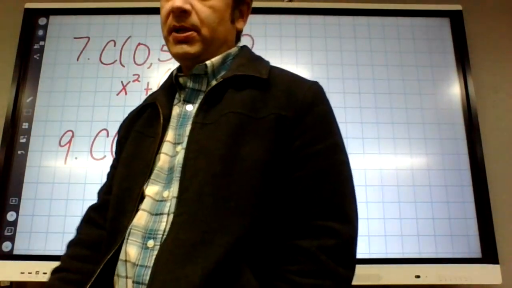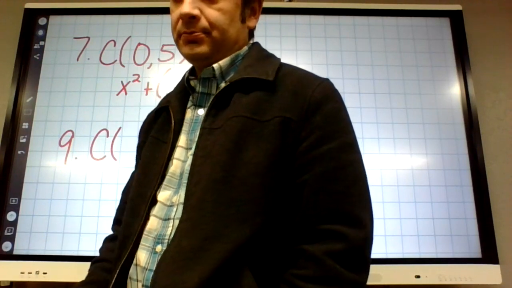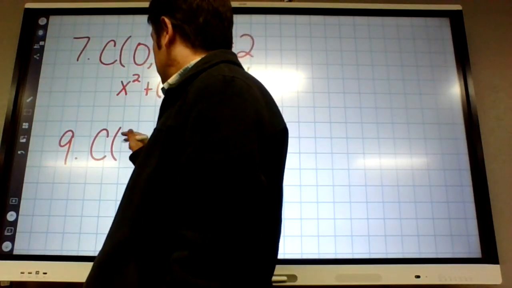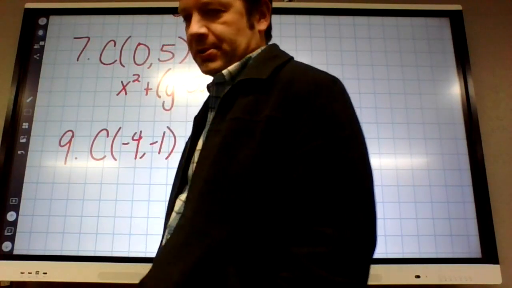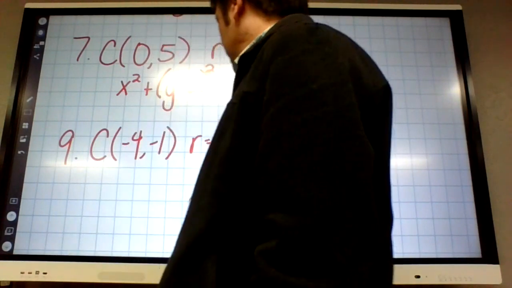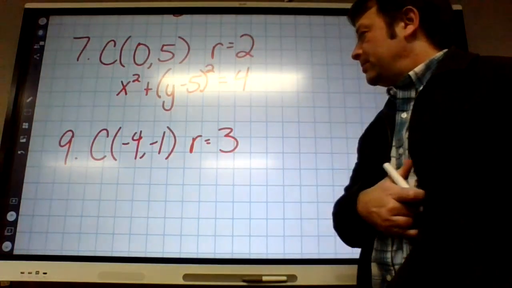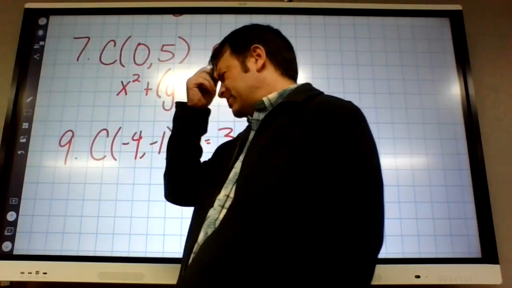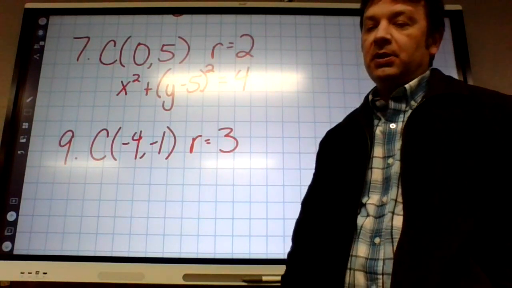Okay, on number 9, where's the center? Negative 4, negative 1. Okay, what is the radius? 3. From the center to the edge, 3 over. It's positive 4, negative 1. No, left 4 is negative 4. Wait, what? Hold on. Left 4 is negative 4. It doesn't go left, it goes right.